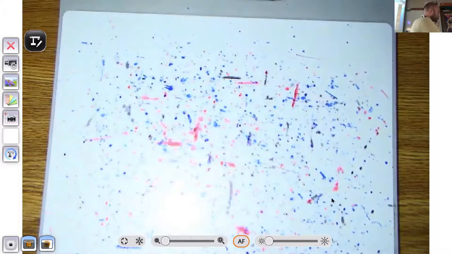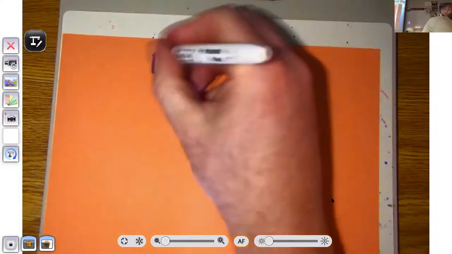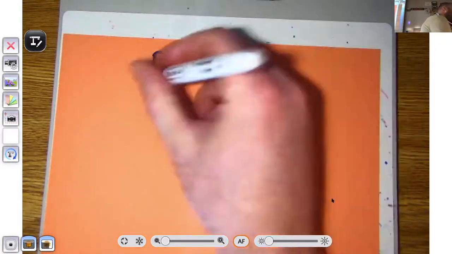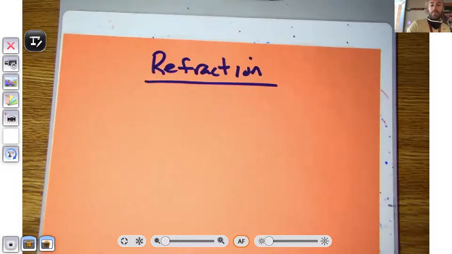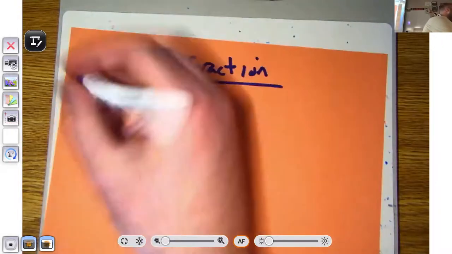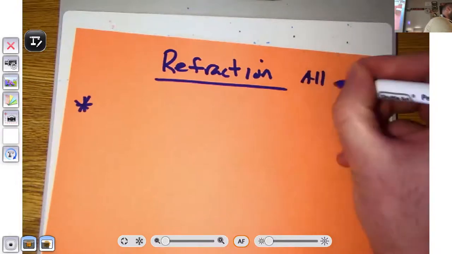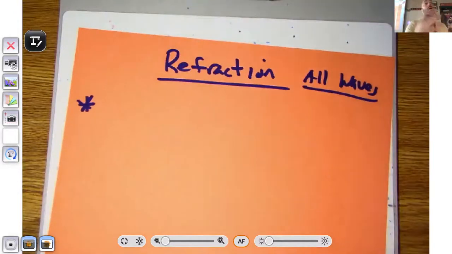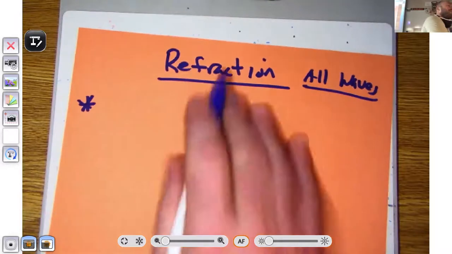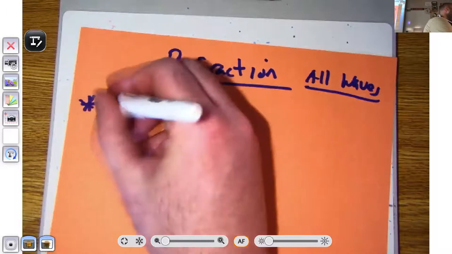Well, this then jumps into our idea of refraction. By definition, refraction works not only for light waves, but it also works for other types of waves. What did we start studying during unit one of second semester? What waves were we talking about, unit one? Sound waves. So this idea of refraction works for all waves. We're going to talk about it specifically in terms of light waves, but it technically works for any type of wave.